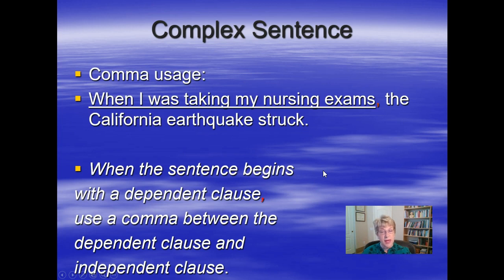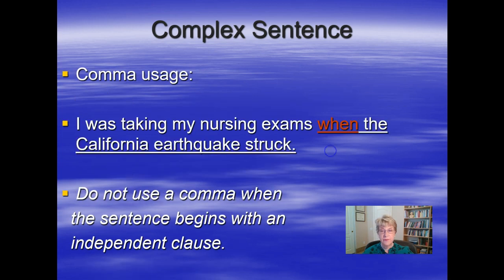So, to review that, comma usage with a complex sentence. When the sentence begins with the subordinating conjunction, which signals that this is a dependent clause, you know you're going to need a little comma there. When the sentence begins with a dependent clause, use a comma between the dependent clause and the independent clause. And here's the second part of that rule.